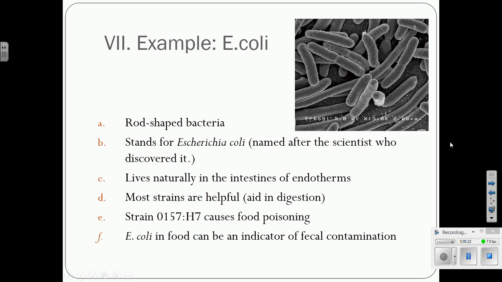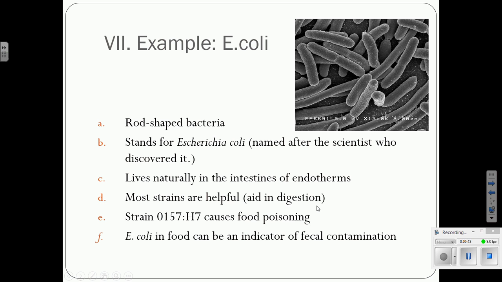So let's look at a couple examples of bacteria. The first one would be E. coli, and these are the rod-shaped type bacteria, and this is an abbreviated name, stands for Escherichia coli. It's named after the scientist who actually discovered it. So we just abbreviate that Escherichia to a big capital E, and then leave the coli part.